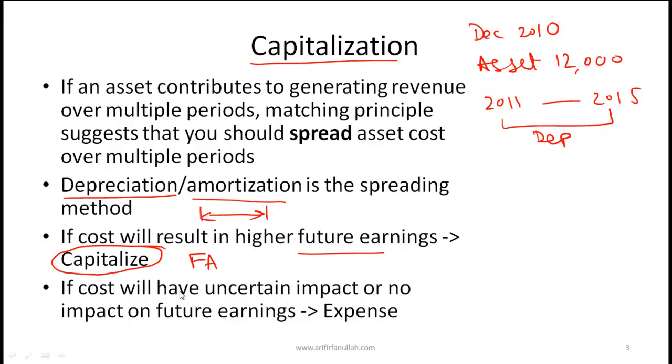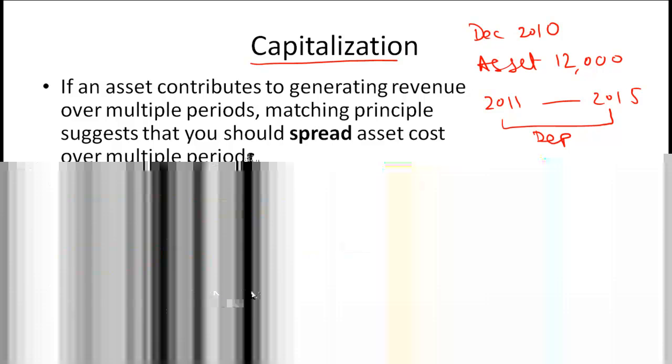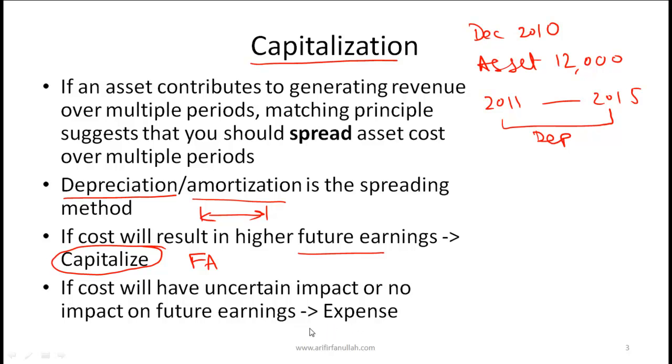But if we have spent money on some equipment where it is very uncertain as to whether it will have an impact on future earnings, then the principle of conservatism dictates that we simply expense. So in that case, whenever say you spend $2,000, you just show that as an expense in the year or the period where that expenditure is made.